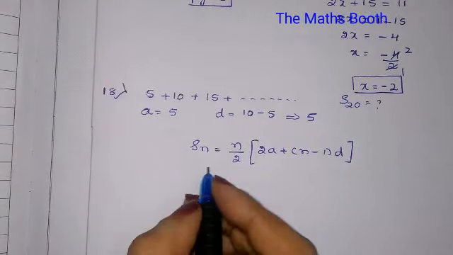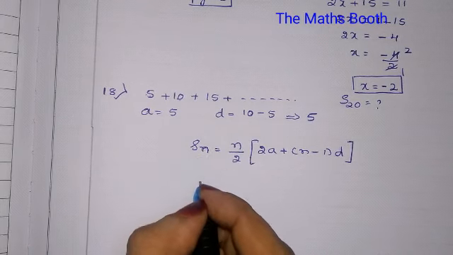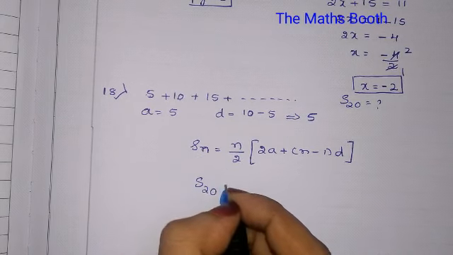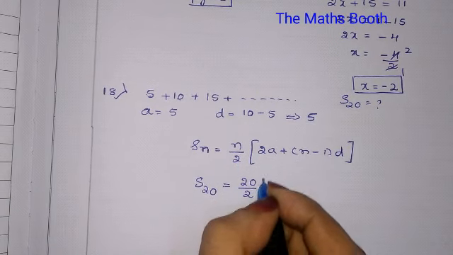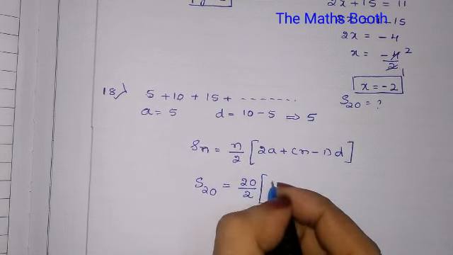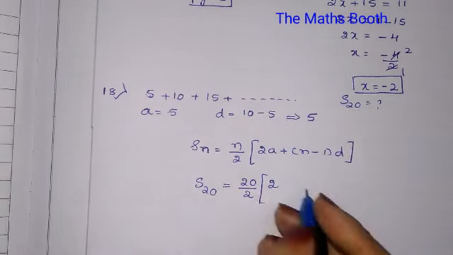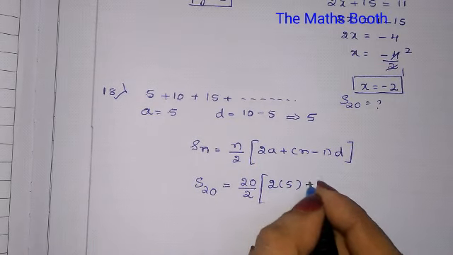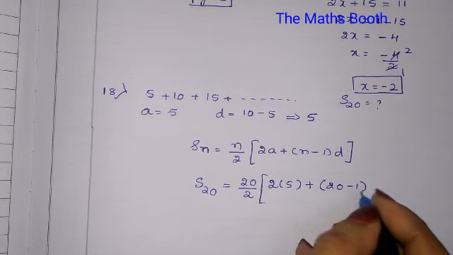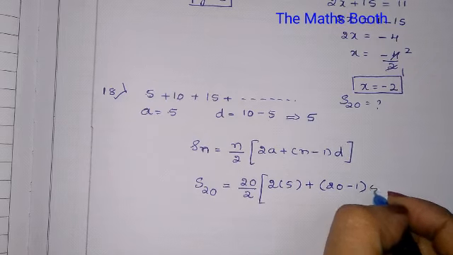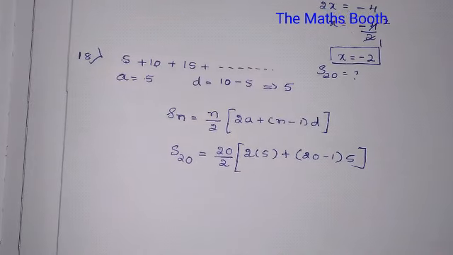Okay, let us solve now. S20, in place of n we have to write 20. S20 equals n, that is 20 by 2 as it is, this formula, 2 as it is, the a value is 5, plus n is nothing but 20 minus 1, the d value is 5. In place of d I'll write 5.